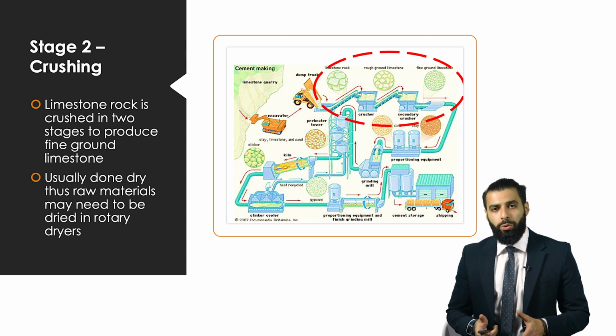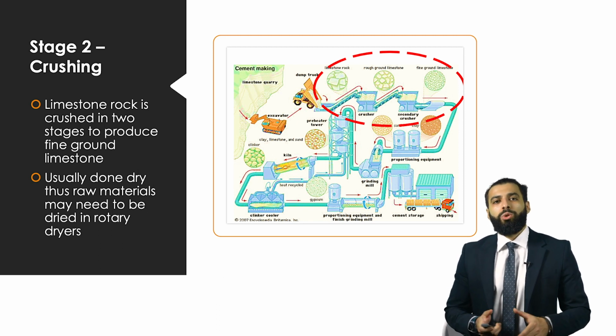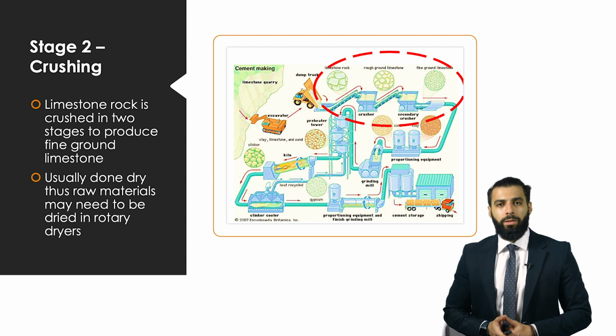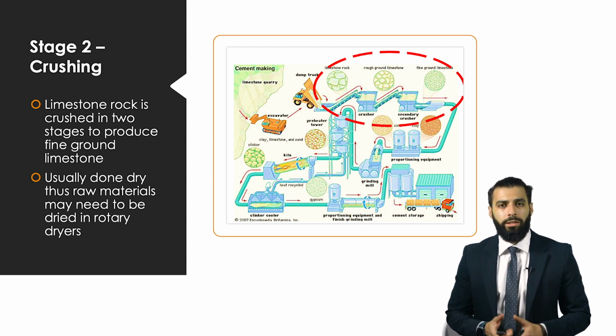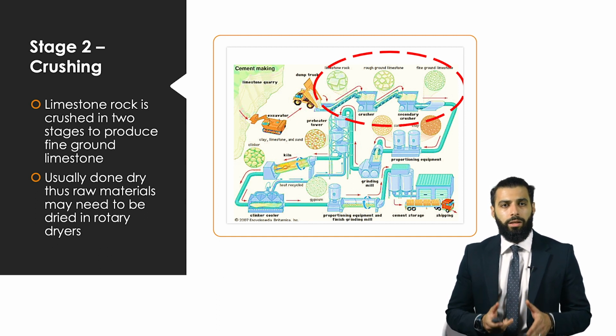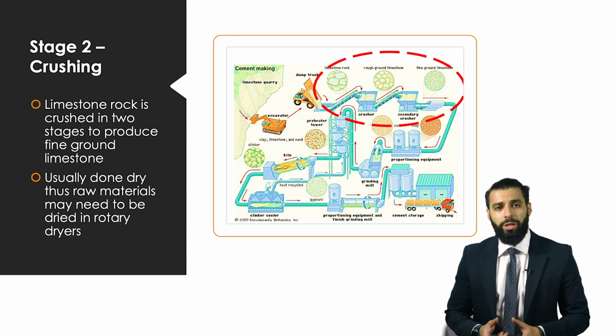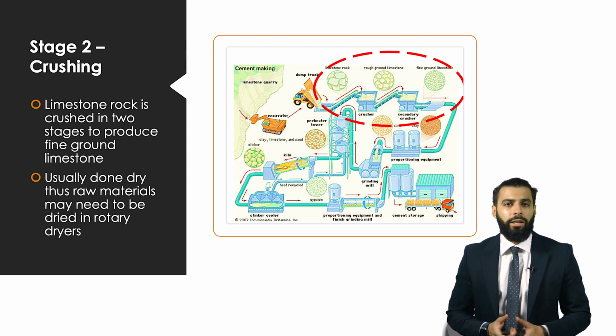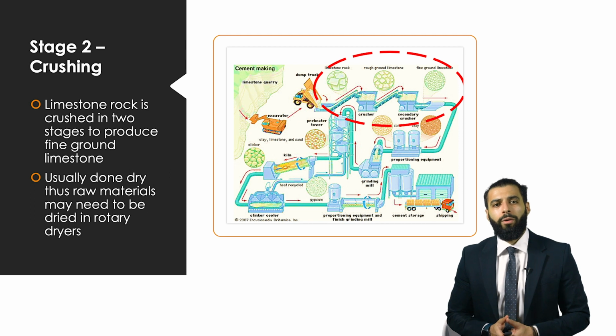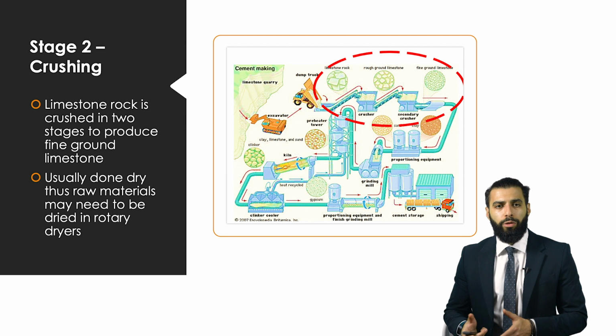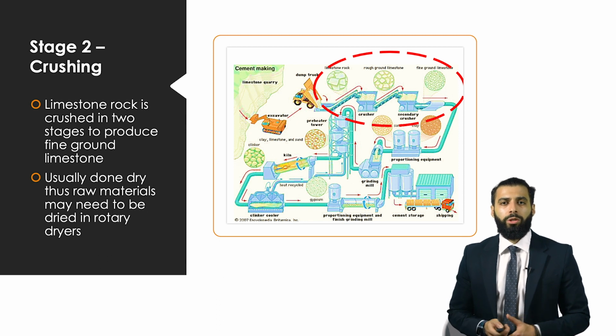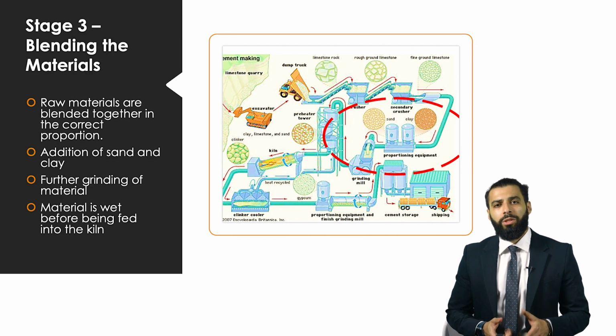And this is where stage two would start. So stage two of the cement production process, this is where your limestone rock that was collected in the first stage is crushed into smaller pieces. And the process is usually done with the stone being dry. However, if you have wet stone, then it has to go through a rotary dryer in order to ensure that it's dry enough.